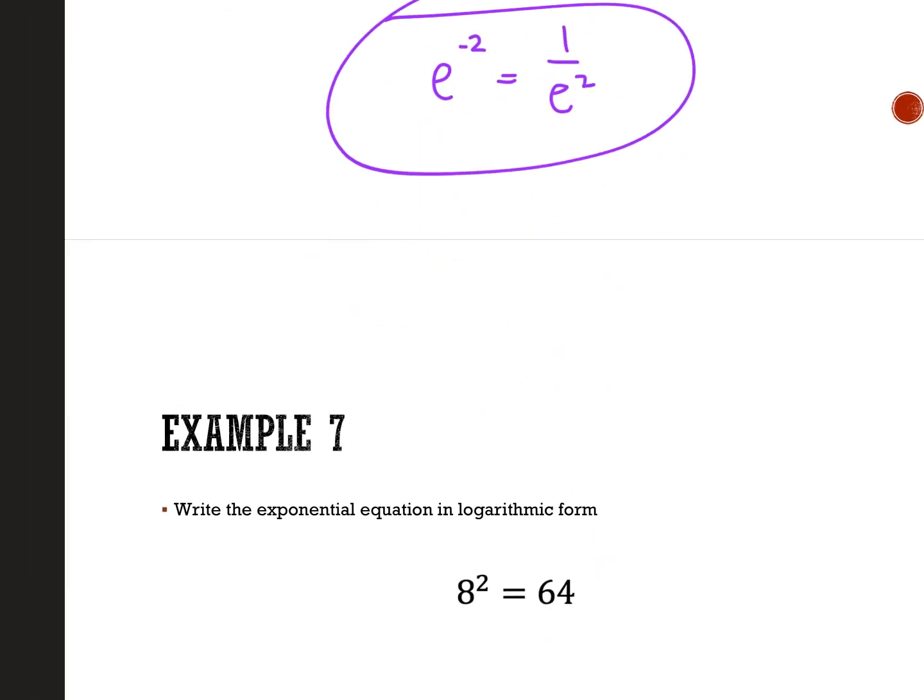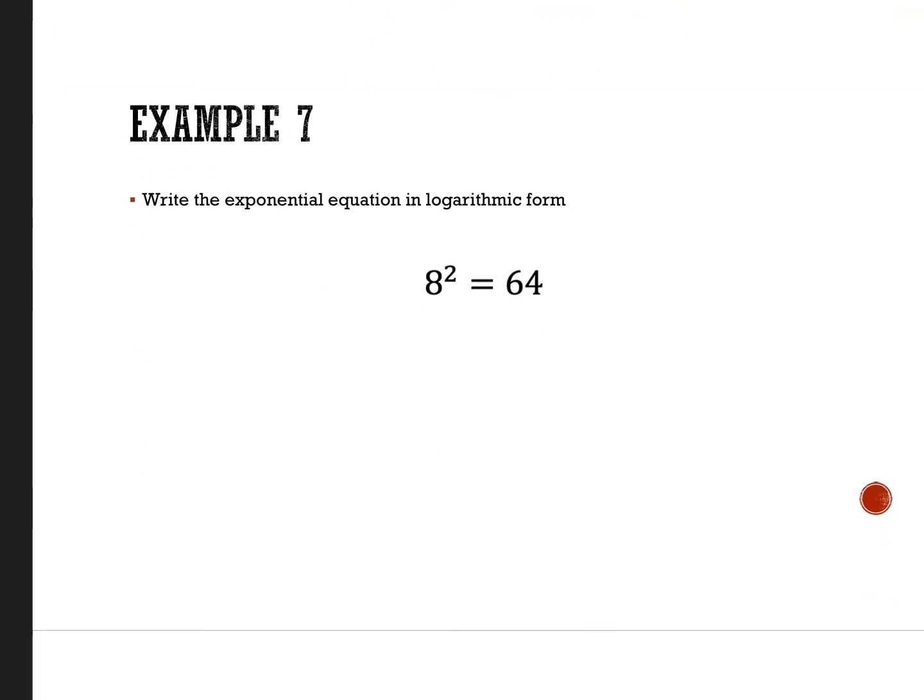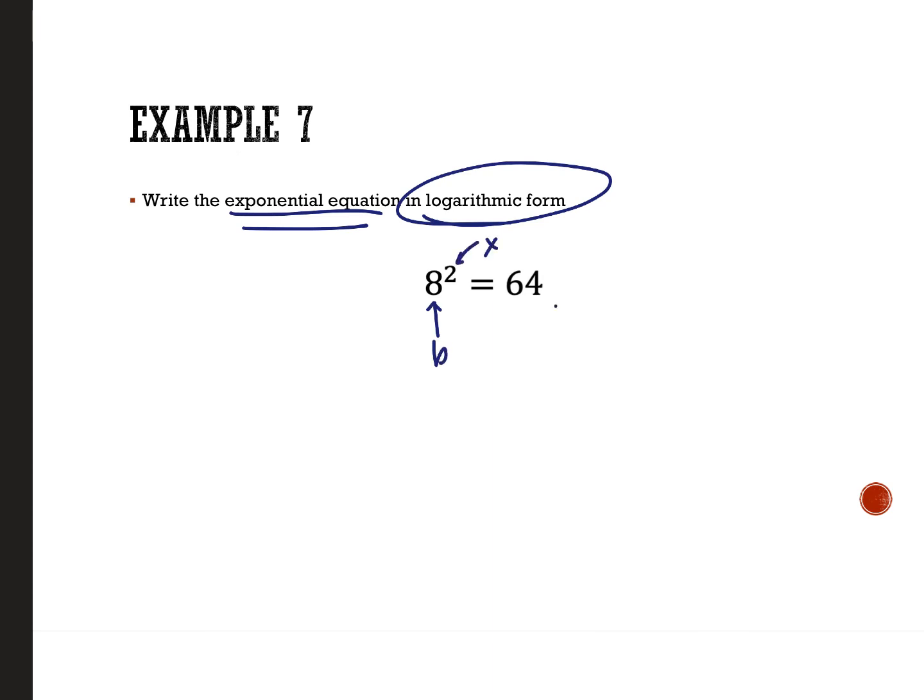Okay, so now I'm going to switch it around on you just a little bit. So notice, now I'm giving it to you in exponential form, right? This has exponents in it, and I want it in log form. So just remember, this is the base, that is the exponent, and this is the answer, right? So when I write it in log form, it goes log base, answer, exponent.